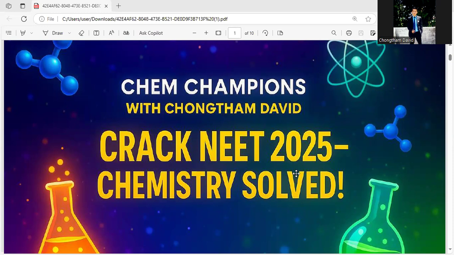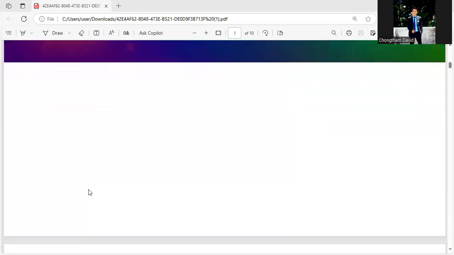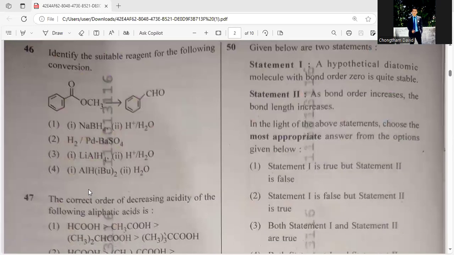Now let us read the questions, starting from question number 46. Identify the suitable reagent for the following conversion. So this is the first question for your NEET 2025 questions. In this we have the compound. It is going to be converted from acetal to aldehyde.